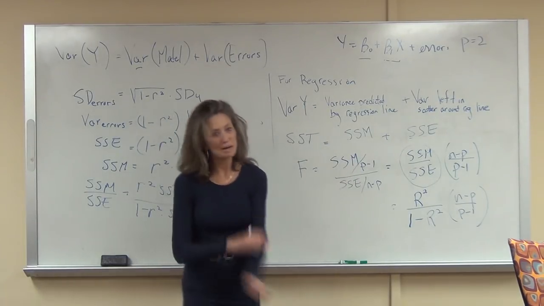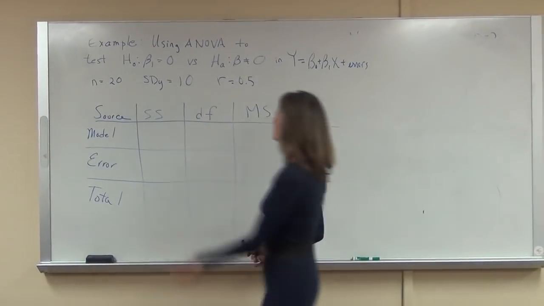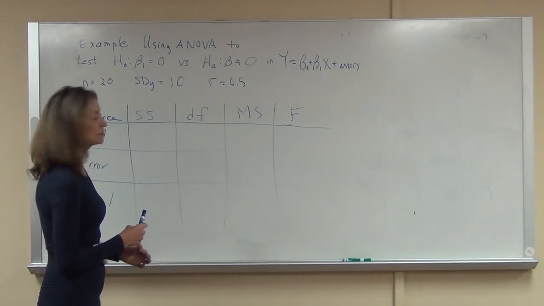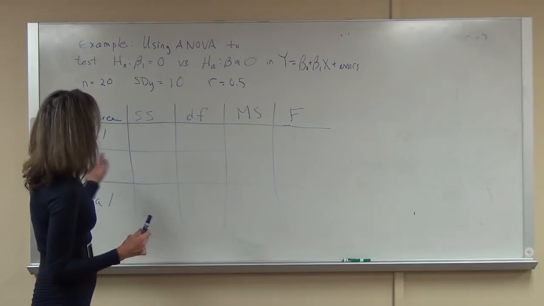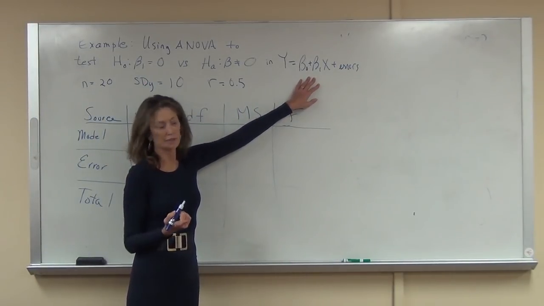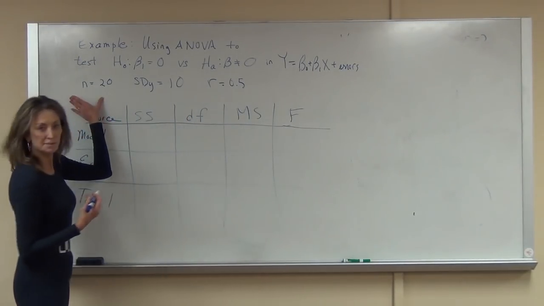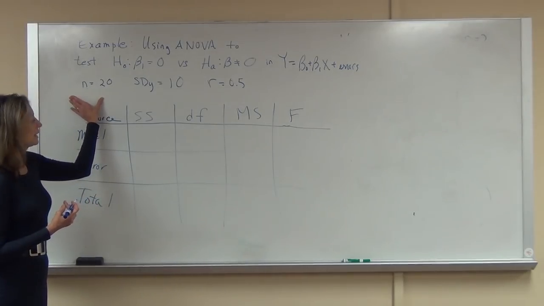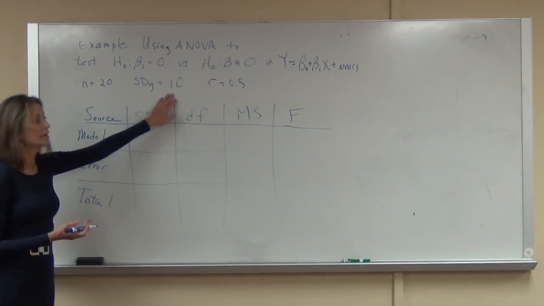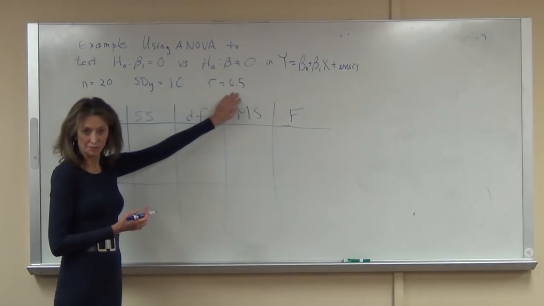So let's do a problem that I think will make much more sense. Hi everyone. So this is an example where we can use analysis of variance to test whether a slope is 0 in some linear model. We're starting off with just one slope here. All right, and let's say that the sample size is 20, and the standard deviation of the y variable is 10. And let's say the correlation between the x and y's is 0.5.